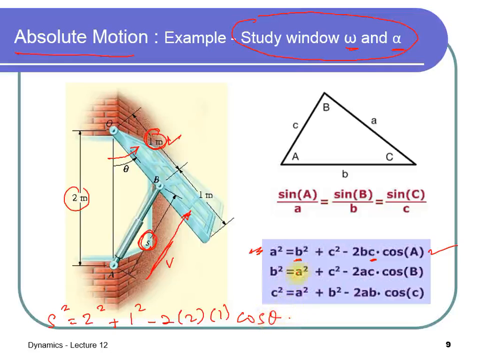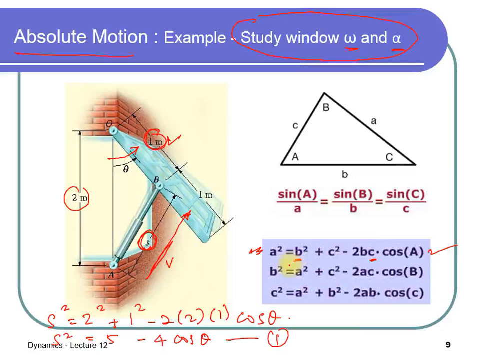You remember that absolute motion analysis makes use of a geometric relation, and by taking the time derivative of the geometric equation, you will be able to obtain the velocity and acceleration. So, to simplify, the equation is S squared equals 5 minus 4 cos theta.